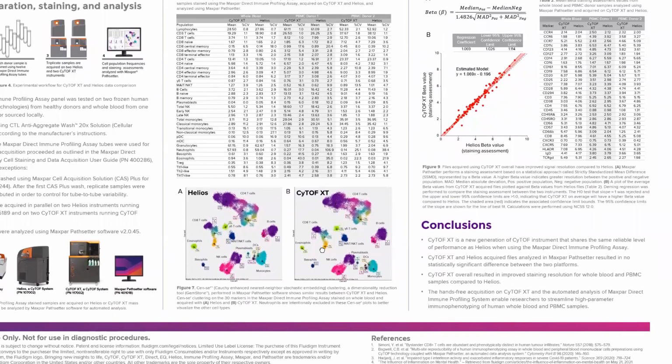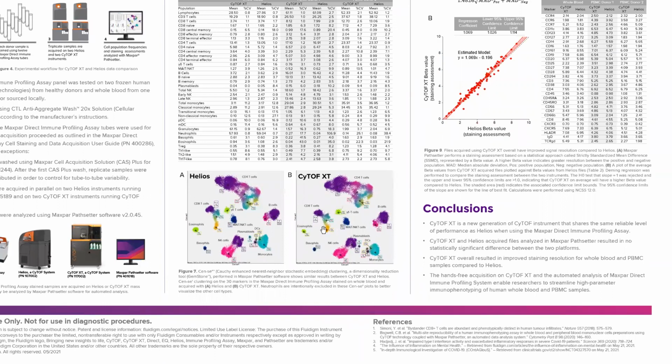With the results, we also did a SenSei plot, which is a clustering analysis and also a dimensional reduction tool. This is performed also inside the MaxPar PathSetter software. How you look at it is that each island represents a population of cells. And you can clearly see that similar results were obtained between the CyTOF XT here versus the Helios instrument here, as all show comparable population islands here.